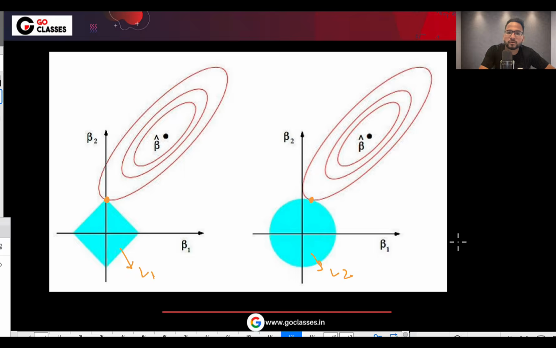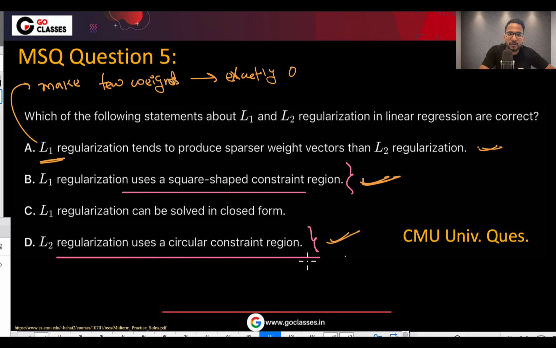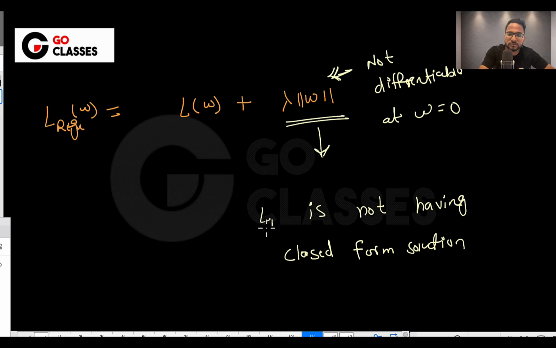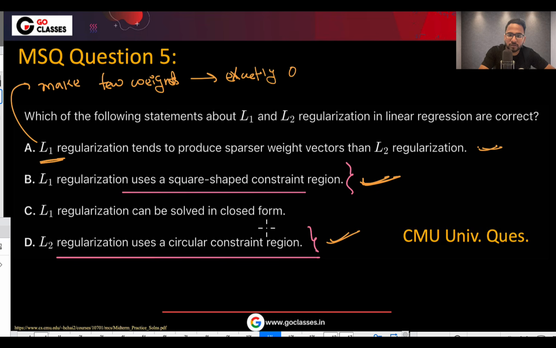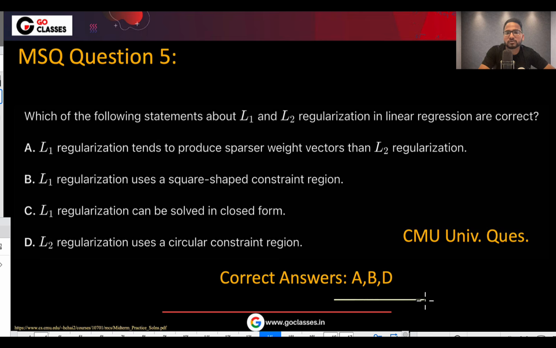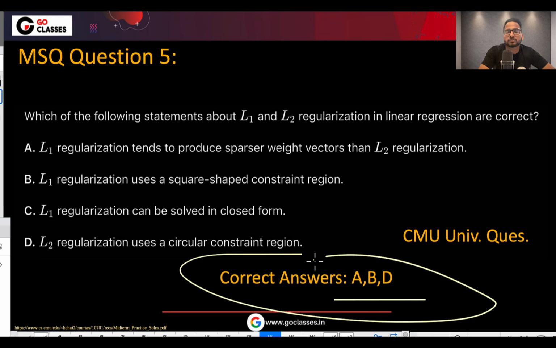So that is why the option asking whether we can solve it in closed form is wrong. So A, B and D are the correct answers. So this was also a good question. So that's all about these 5 questions. Thank you everyone.